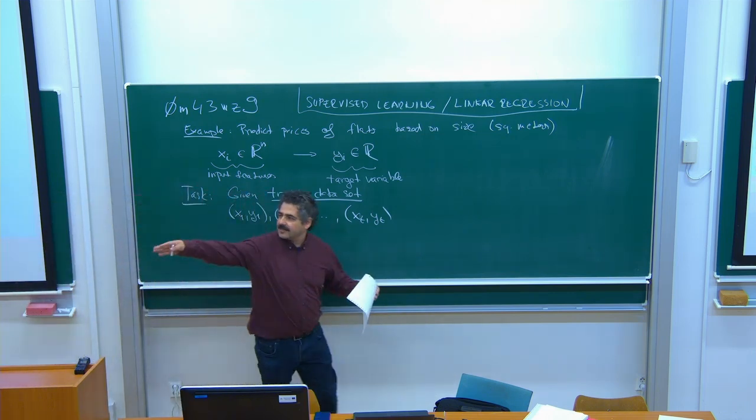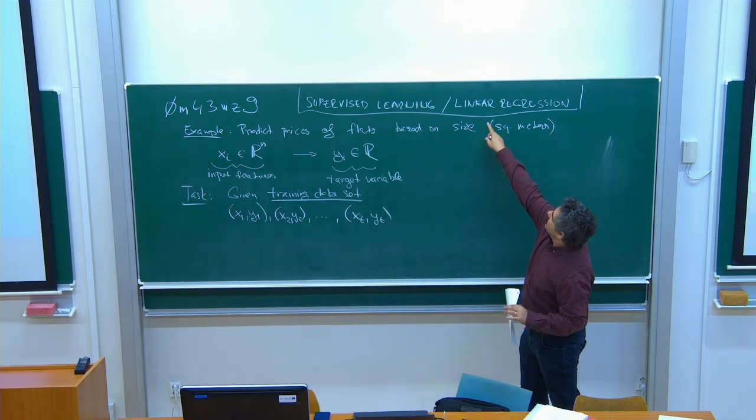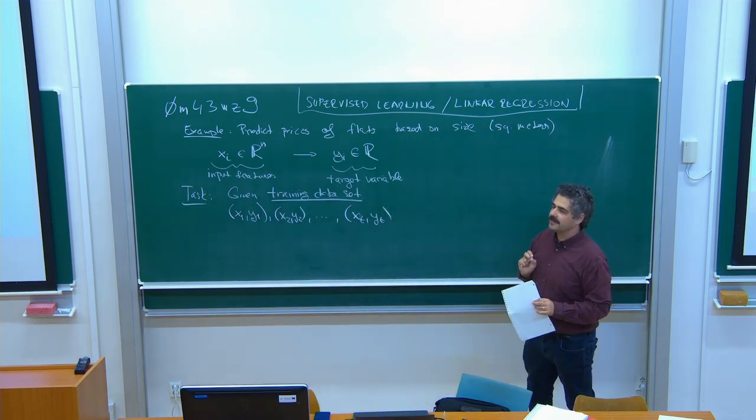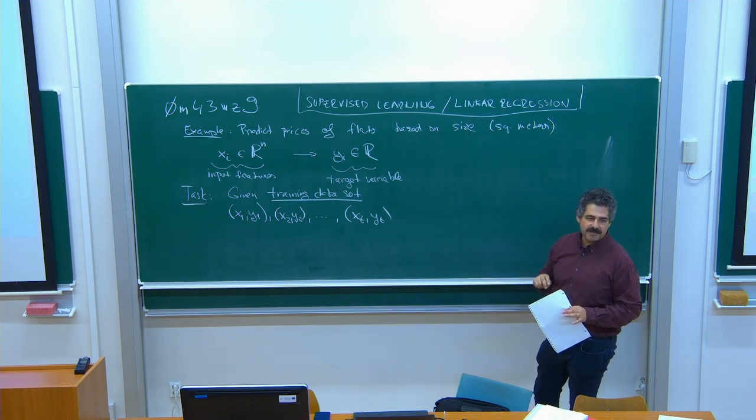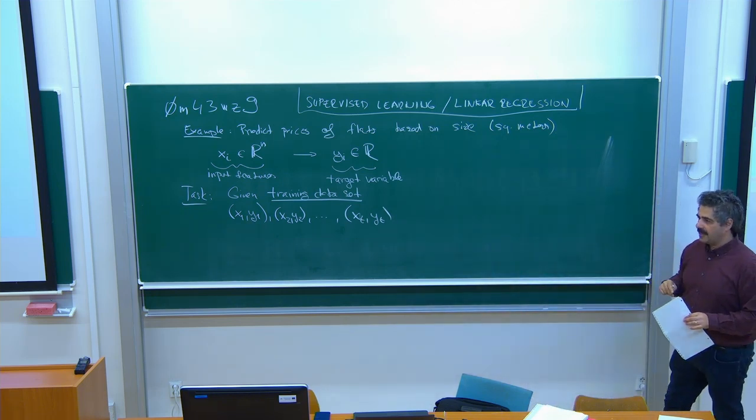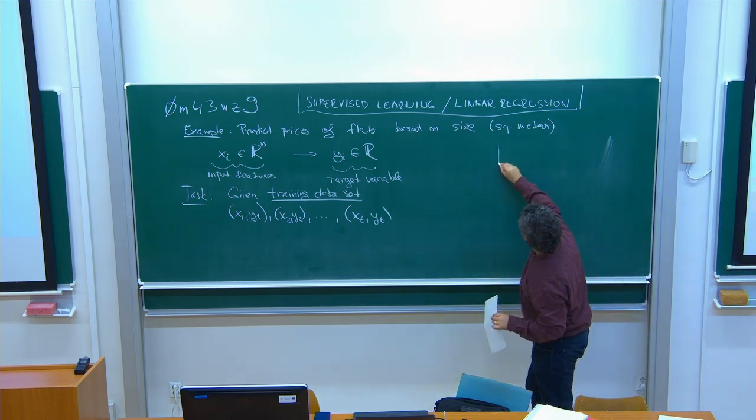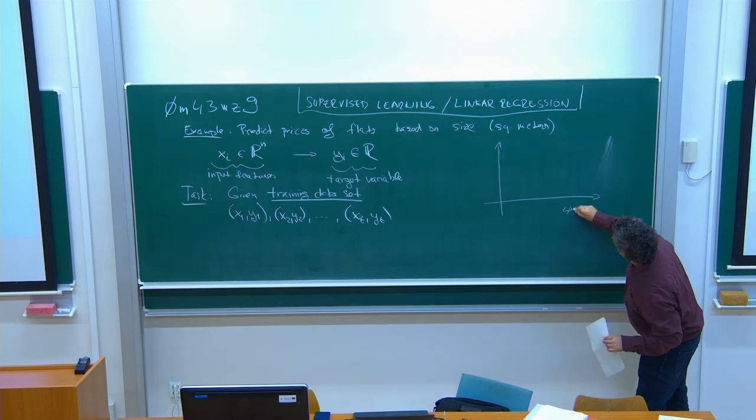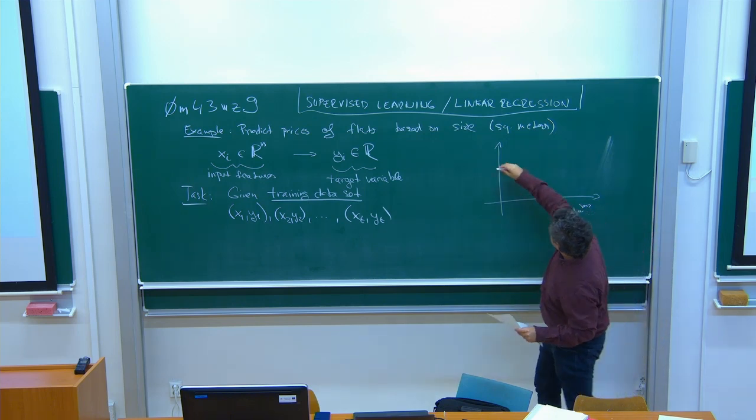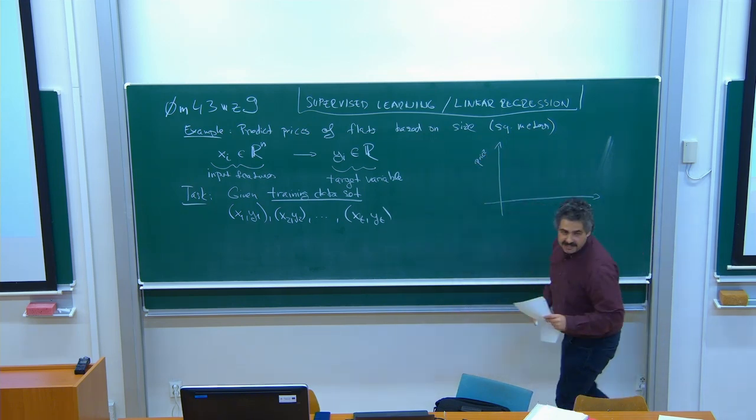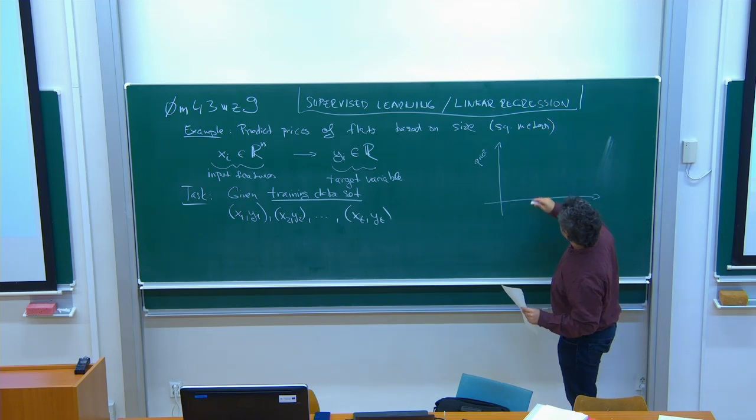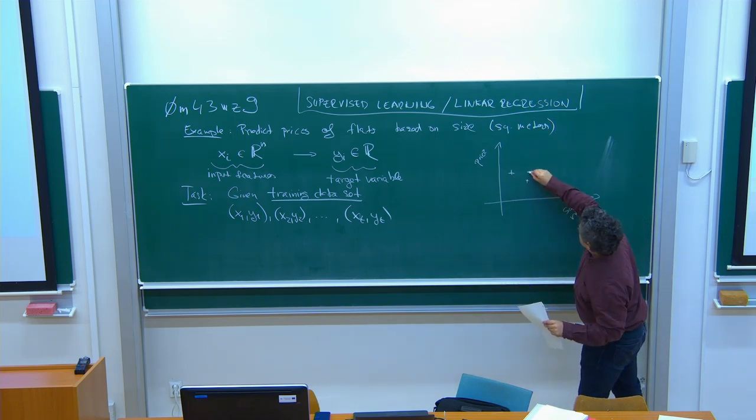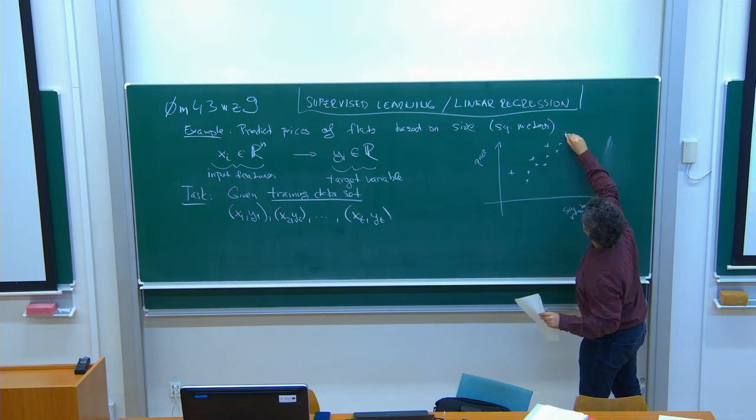Good. So you said some kind of curve fitting. We are talking about linear regression, which tells you that the curves that we will be using won't be that complicated at the moment. So basically what we will be trying to do, right? This is the square meters of the apartment, and this is the price. And we have these training examples. They might look something like this.